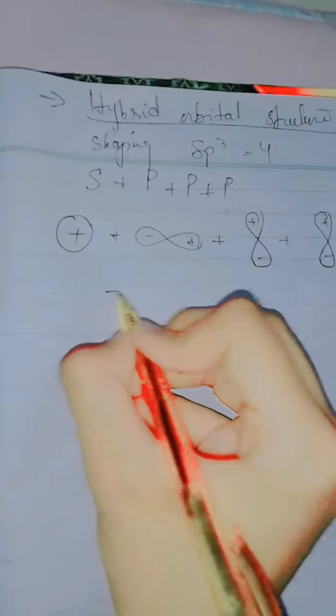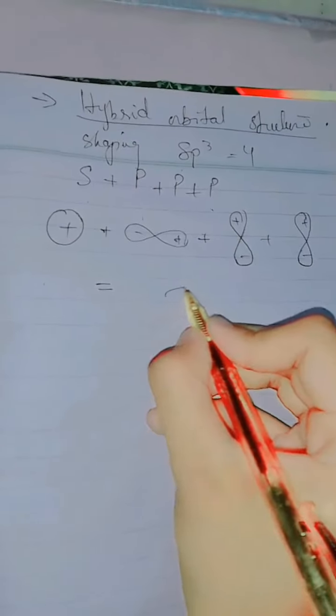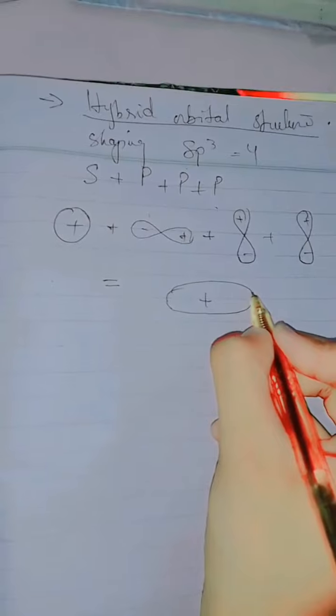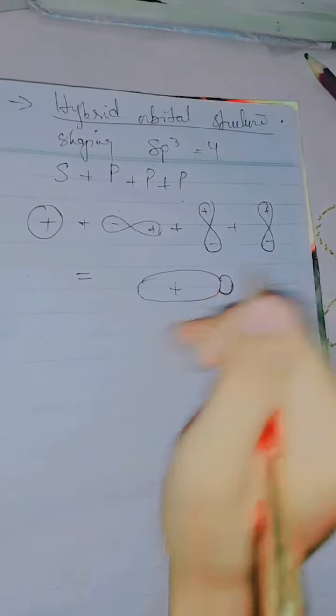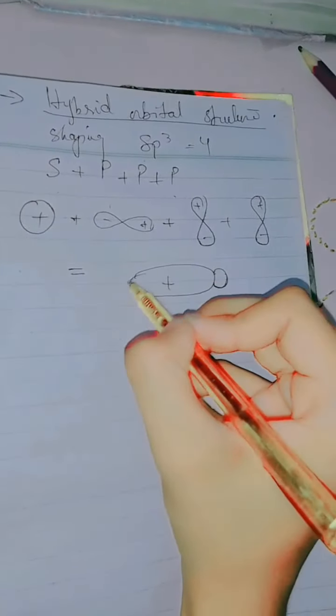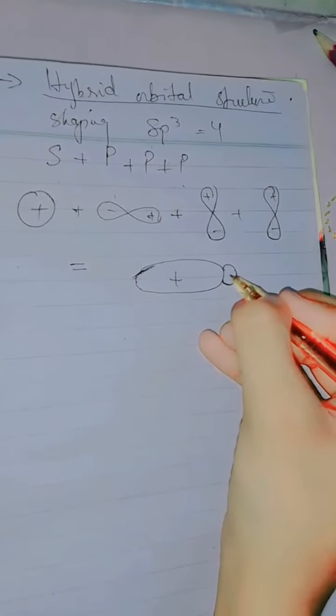Now these are actually the shapes. Now what will be the final shape of all these together? There will be one big positive side and a small negative side, because there will be overlapping between them. The overlapping will be more in the positive, and the negative will be this. So that will be the final shape of sp3.